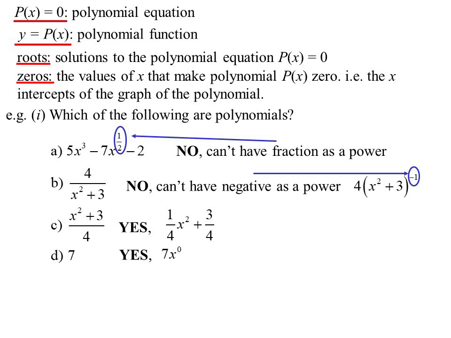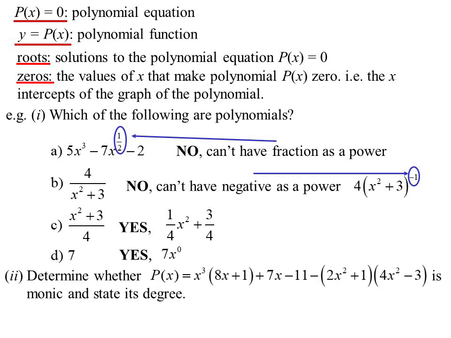Now this one here, okay, we have to work out, first of all, is it monic, and state its degree. And when you look at it, you think, oh no, it's not going to be monic, because look, you're going to have this x cubed times 8x, and x to the power of 4 is going to be the highest power, so surely it's not.